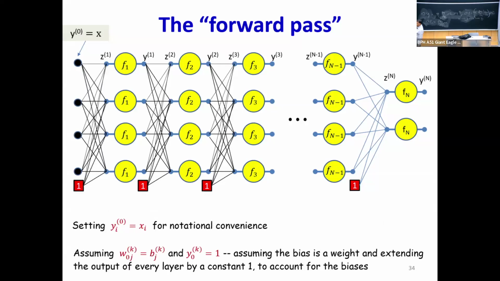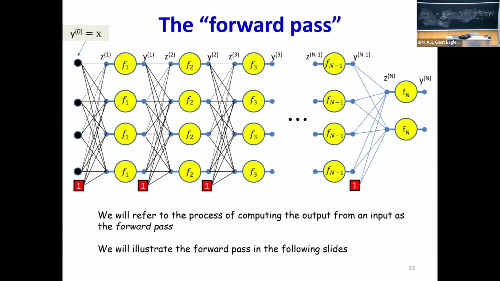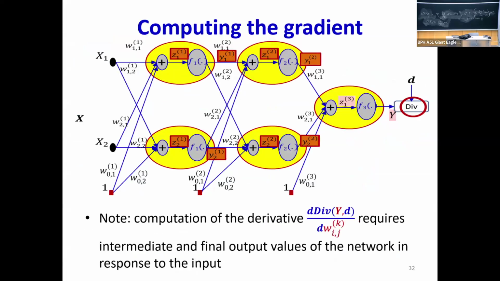So again, I'm going to say the input is the 0th layer. So y_i superscript 0 looks like an output, but it's actually just the input. And again, I don't have an explicit bias. I have an extra input pegged to 1 to account for the bias, again just for notational simplicity. And so when I'm going forward, I want to compute all of these z's and all of those y's.